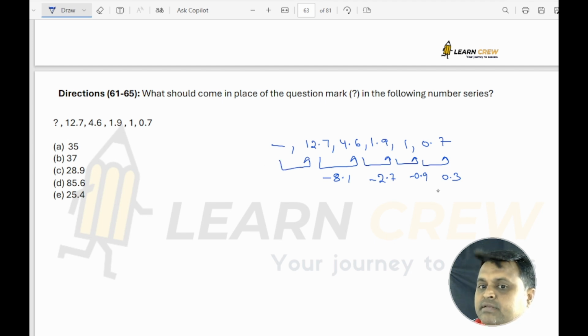If you observe here, 3 power 1 is 3, 3 square is 9, 3 cube is 27, 3 power 4 is 81, 3 power 5 is 243. 243 means one decimal place is there, so 24.3. So always 8.1 becomes 2.7, so divide by 3, divide by 3, divide by 3. So in this way, 8.1 into 3 is 24.3. So the difference between these two has to be 24.3. So this value has to be 12.7 plus 24.3, which is 37. So the answer is 37.